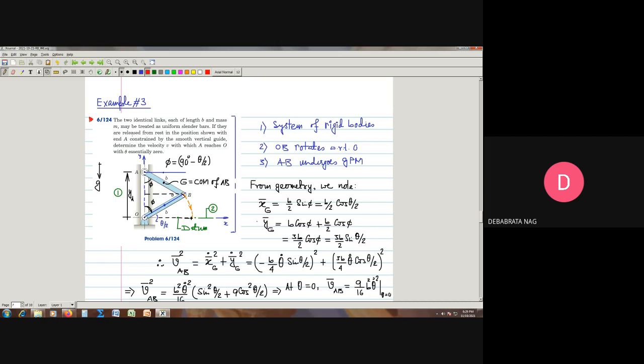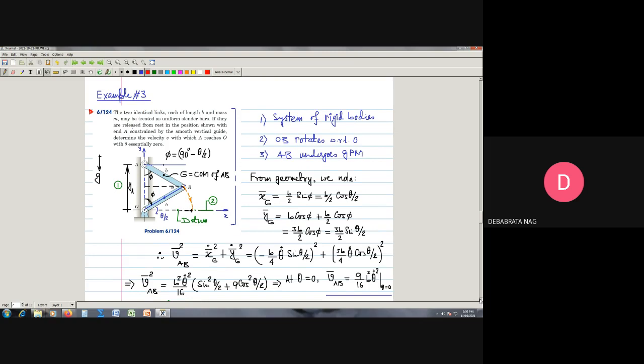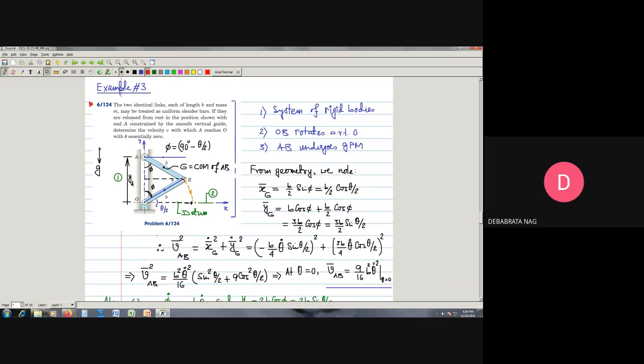Now, having got this x bar g and y bar g, I will be able to find the center of mass's velocity, and this we are doing by what is called the absolute motion analysis technique. We found the coordinates of the center of mass of this rod, and now we are going to calculate its velocity when theta varies. It will be x bar g dot square plus y bar g dot square. You need to differentiate this equation with respect to time, noting that theta and phi both are functions of time. If you do this differentiation and add and square it, we find that this is going to be our expression v bar AB square for any angle theta.